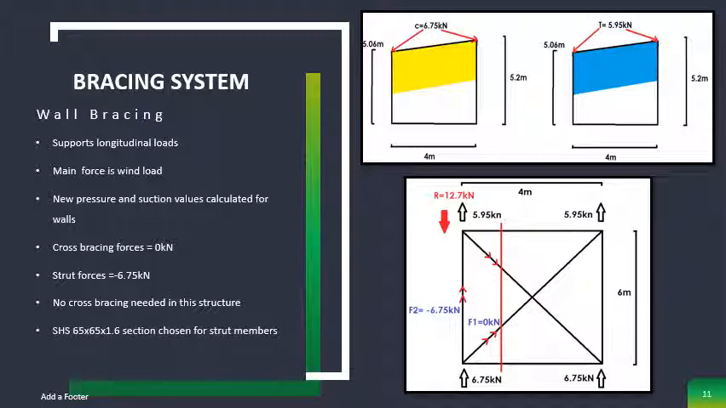Beams, columns, and their connections allow structures to support compressive and tensile loads, but if the structure is to support longitudinal loads, a bracing system is necessary. For the purpose of this assignment, the main force that is relevant to bracing are the wind loads, being pressure and suction.